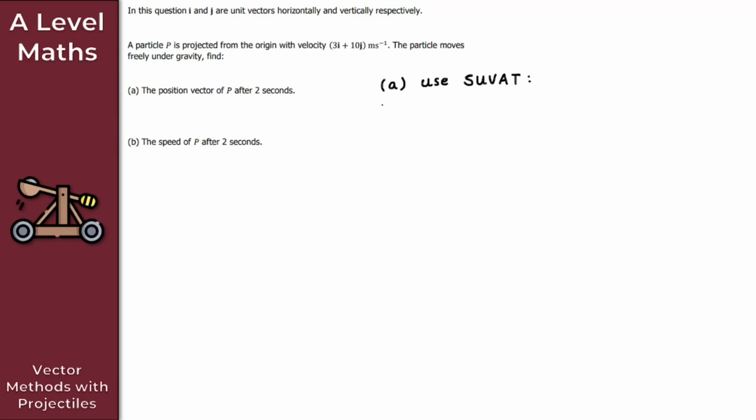If we're going to use suvat, let's list what we have to hand. For the displacement s, that's what we want to find, and it will be a vector, so we put a question mark. For u, again a vector, that's what we're given: 3i plus 10j meters per second.